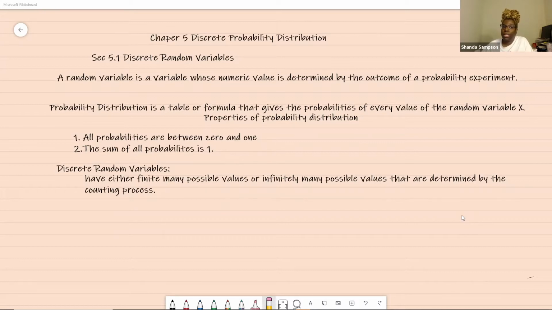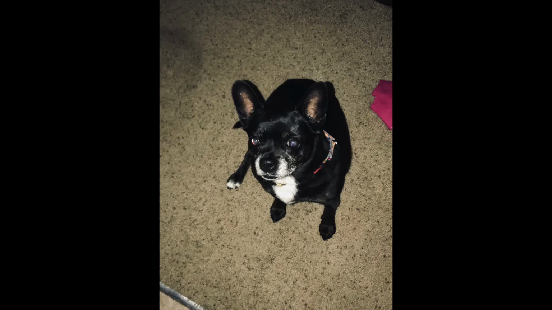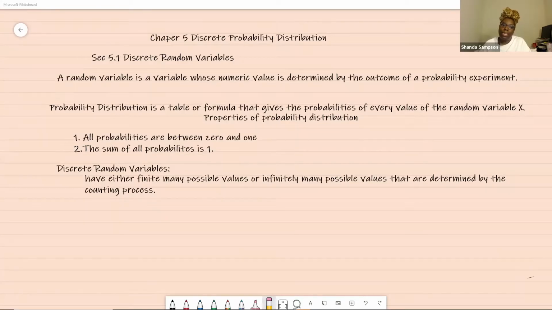So the first thing we need to discuss is a random variable itself. A random variable is a variable whose numeric value is determined by the outcome of a probability experiment. What that means is that you need to get an answer from your probability experiment, and you choose some kind of variable to represent that particular value.